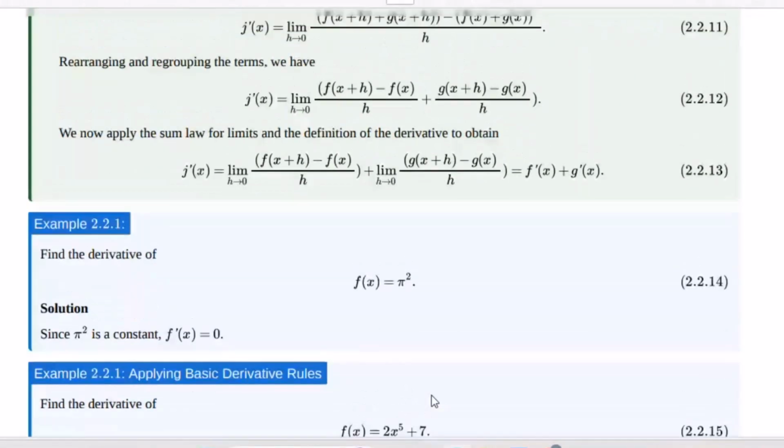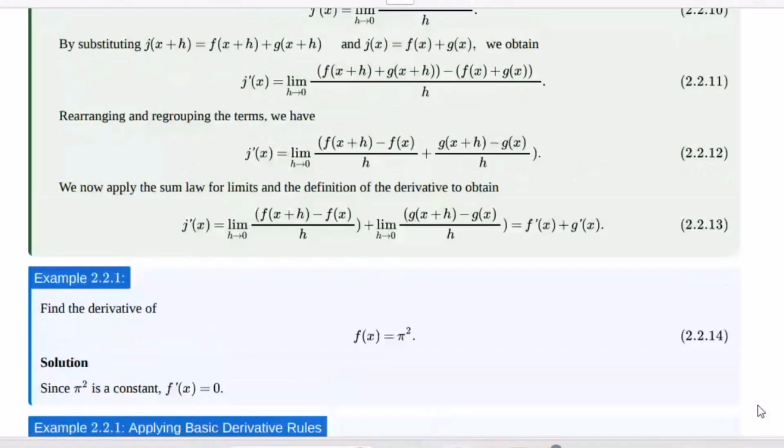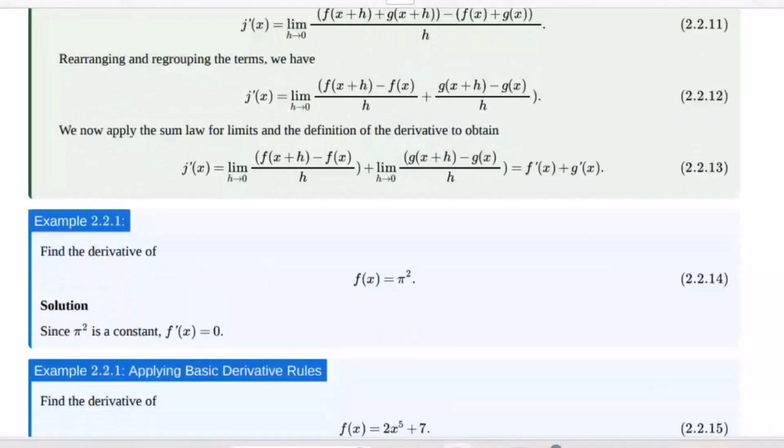Now, please take this one as homework. Find the derivative of this function f of x, which is equal to 2x to the power 5 plus 7, using the basic rules.